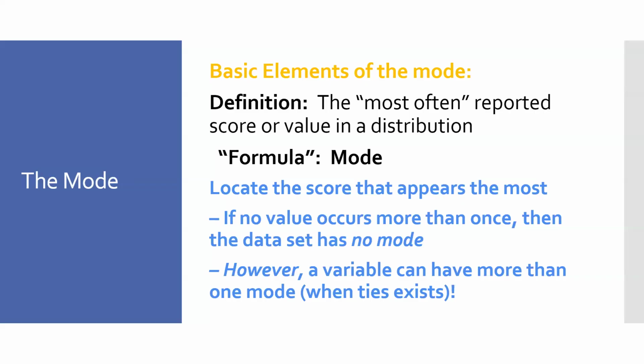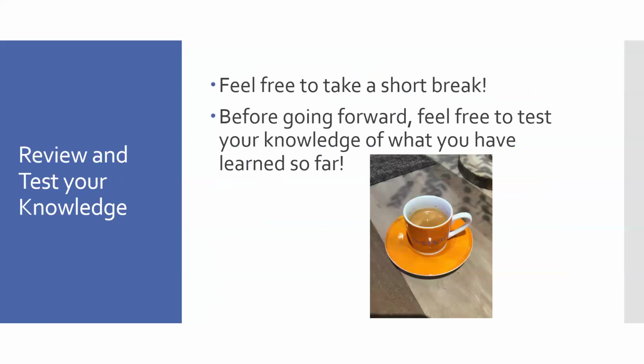But you could have one mode, or you could have two modes if there's two different numbers that are happening the most, or three modes, or 17 modes. It doesn't matter if we have more than one. We just got to have some observation, some value that is happening more than the others for a mode to exist. All right.